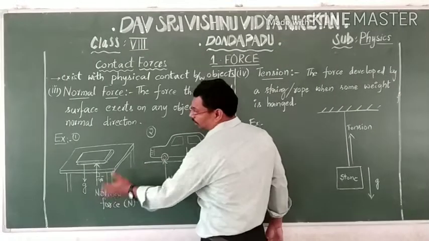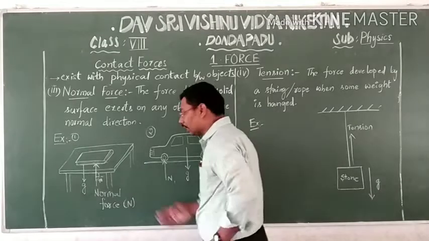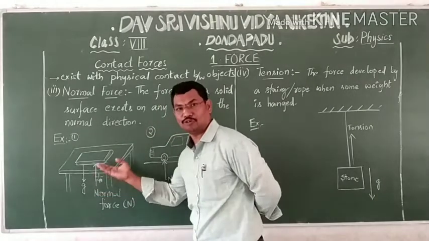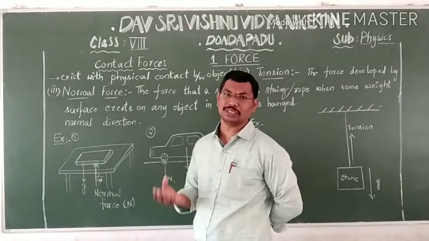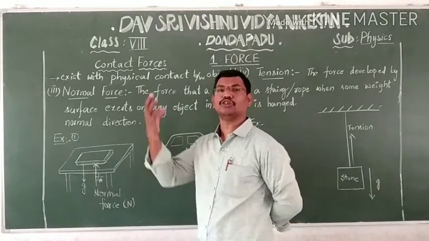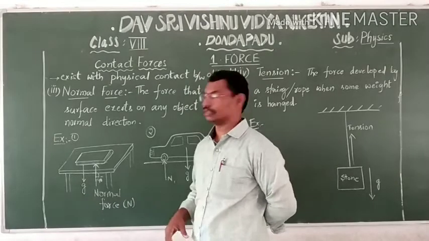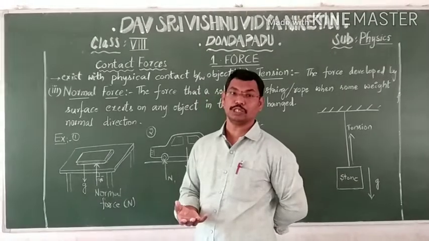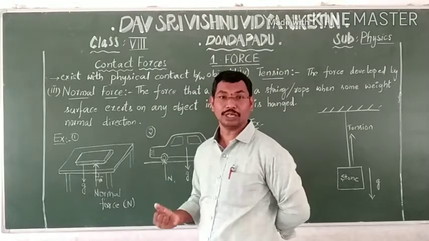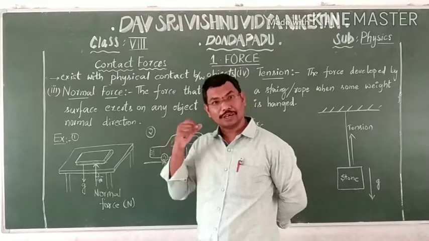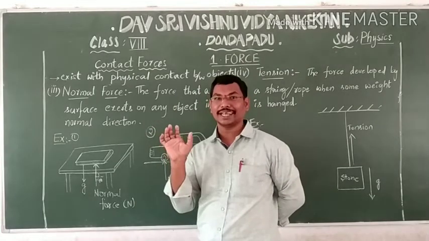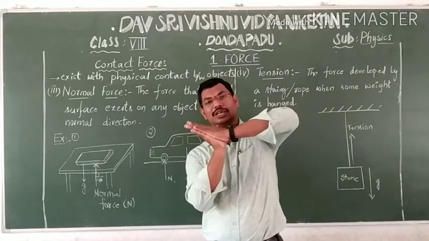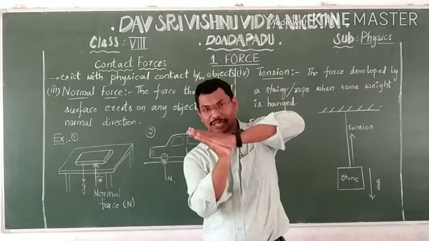So here, a book is placed on the table. The book applies some force because gravitational force is trying to pull the book towards the ground. But the book is in a rest position. How is it possible? When something is pulling, even though it is not moving, it means some invisible force is acting opposite to that one. So if these two forces are equal, then the book is at rest.